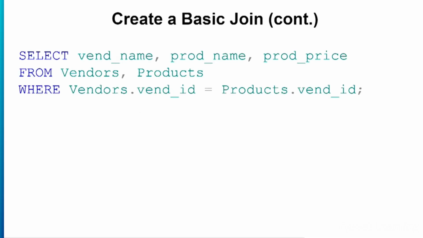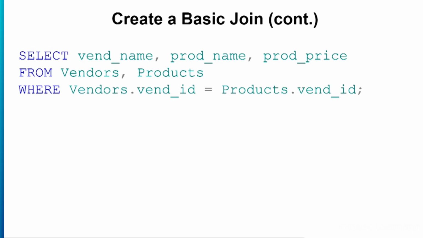This is the simplest syntax for an equijoin. Here we're retrieving the vendor name and the product name and the product price. Now, as should be clear by the column names, vendor name is in the vendors table. Prod name and prod price are in the products table. So we're retrieving 1 column from one table and 2 columns from another table. And the 2 tables are specified, vendors and products, and of course there's a comma between them.